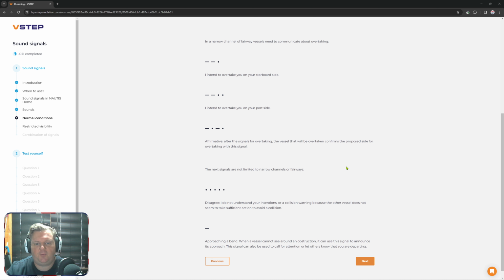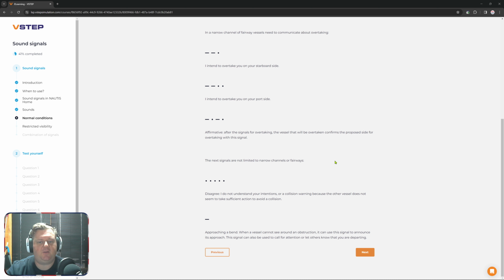After the signals for overtaking, the vessel that will be overtaken confirms the proposed side for overtaking with this signal. We need this in the sim. The next signals are not limited to narrow channels or fairways.